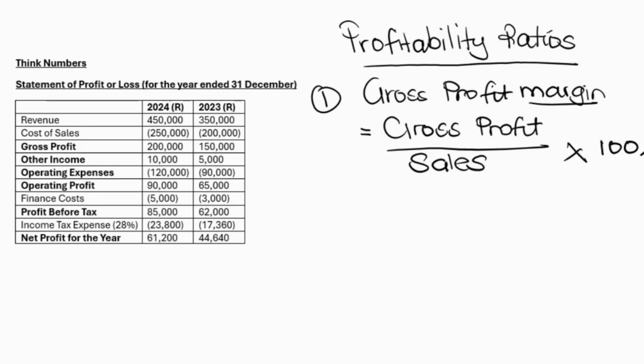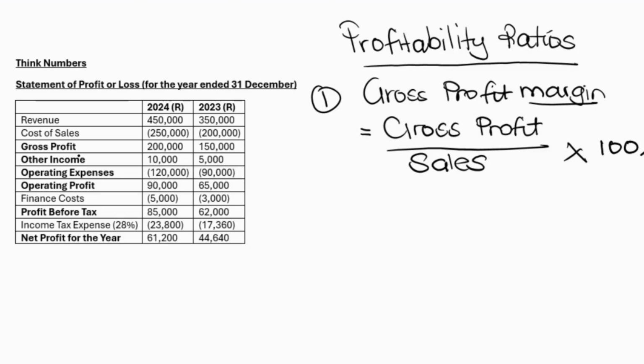Now I have here the statement of profit or loss for a company called Think Numbers. So just quickly remember that the statement of profit or loss is where I record all of my income and expenses for that specific period. And we have 2 years here, the year 2023 and the year 2024. So we're going to start off with the year 2023.